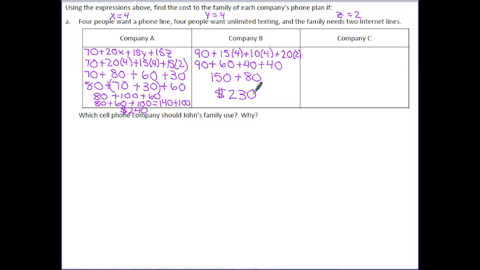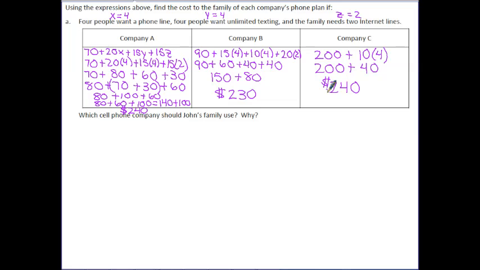But let's not rule out company C, so let's evaluate this one. We have 200 plus, the only element that is plugged into this one is the X value, at $10 per line, so this would be 10 times 4. So 200 plus 10 times 4 is 40, and we get a total of $240. So company C for this scenario costs the same as company A.